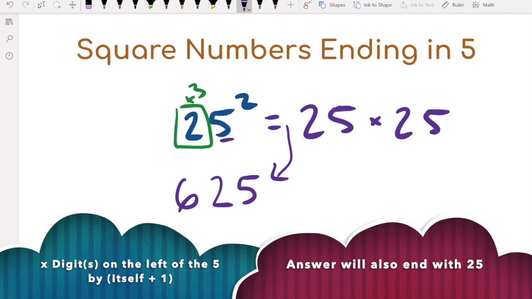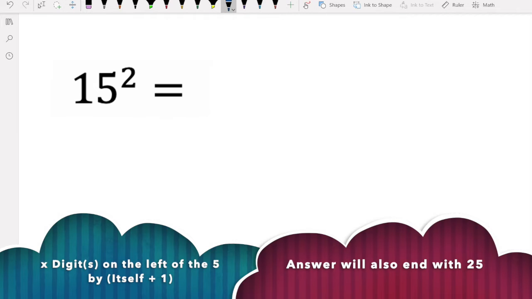Let's look at some examples. You can do this super fast. Okay, 15 squared. Well, 1 plus 1 is 2, so you do 1 times 2, which is 2, and then you add 25. So 15 squared is 225.